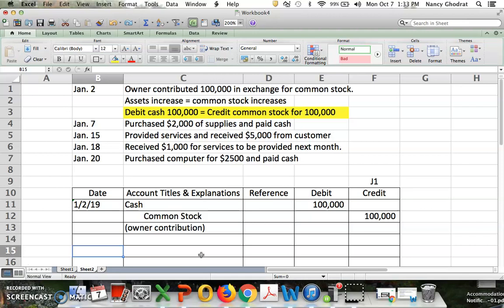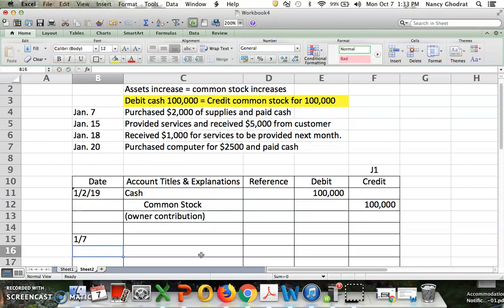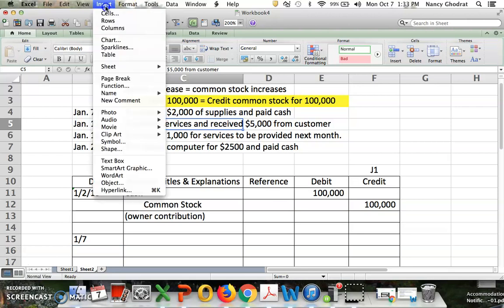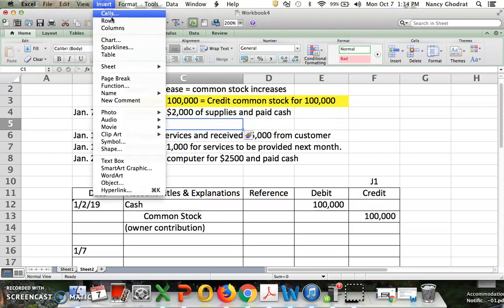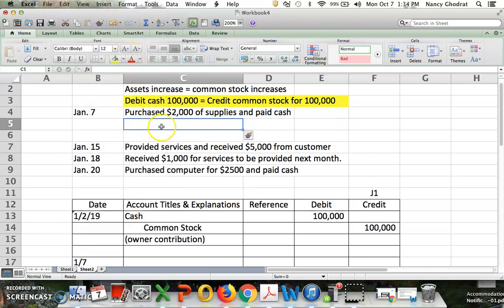So for the second one, January 7th, what has happened is that we have purchased supplies and we paid cash. So let's analyze this the way we analyzed it in chapter 1. So what happened? Assets, which asset? Supplies is increased, and another asset, which asset? Cash, decreased. Supplies is an asset. When we purchase it, we haven't used it, so it's a resource for the company.